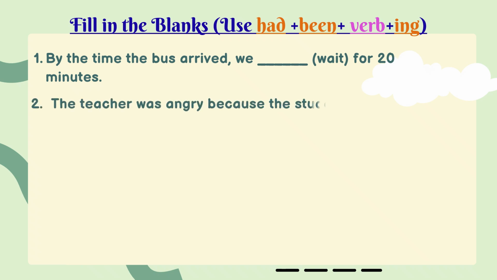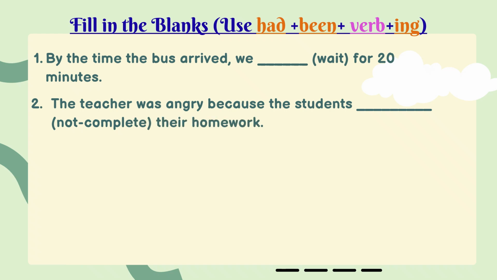Number 2. The teacher was angry because the students dash not complete their homework. The tense will be, the teacher was angry because the students had not been completing their homework. Remember, whenever the sentence is negative, you have to use not between had and been. So it will become, students had not been completing their homework.